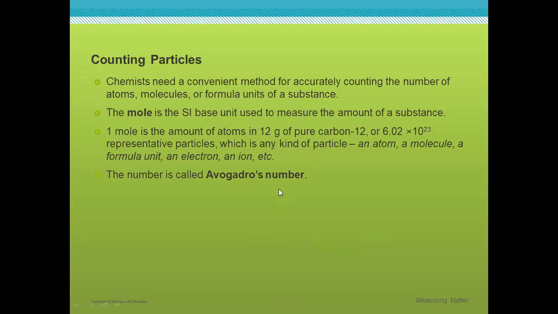Called what? Avogadro's number. Avogadro's number. Okay, good. Called what, Sulaiman? Avogadro's number. Good. Abdullah, called what? Avogadro's number. Okay, Mazen, Avogadro's number. Thanks, guys. So it's called Avogadro's number.